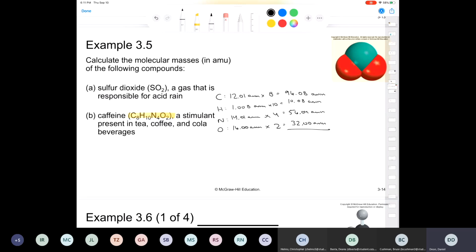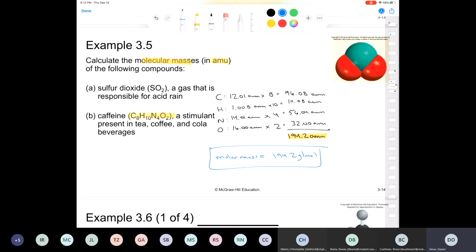So if I take my calculator and I add up 96.08 plus 10.08 plus 56.04 plus 32, I end up with 194.2 atomic mass units. That means that my molecular mass is this, but my molar mass, I'm going to write that out too. The molar mass is equal to 194.2 grams per mole, okay?